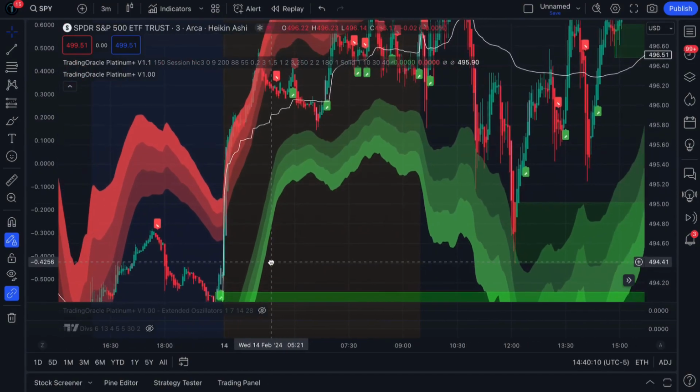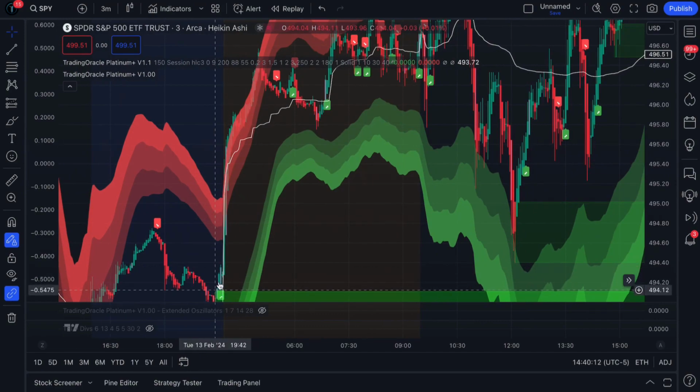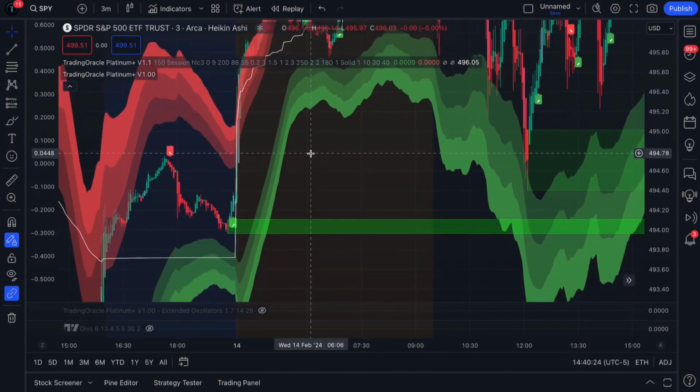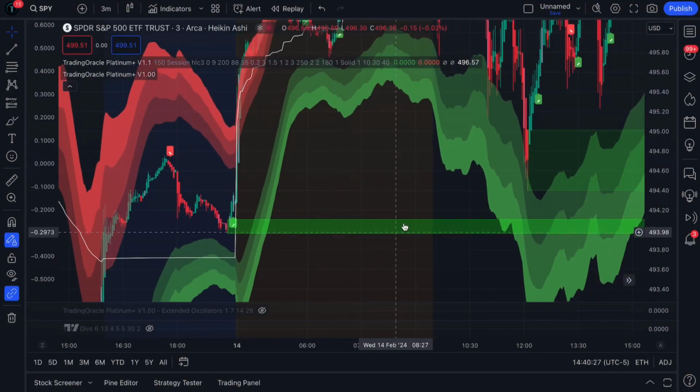Because this was, I want to say, Wednesday of last week. Some kind of news came out last Wednesday, maybe it was CPI or something like that. But we had a move from 494 all the way to 496.59. So this is also another area to watch for.